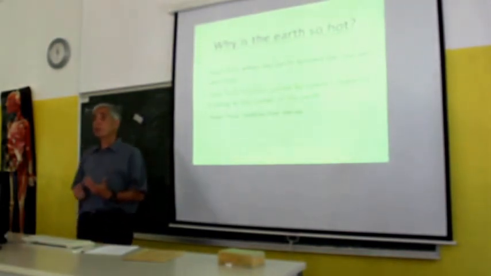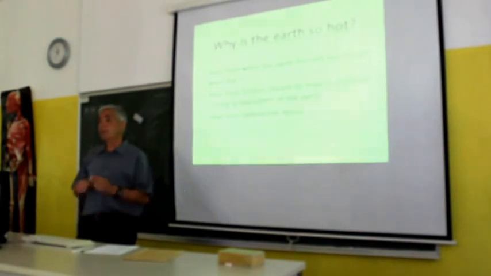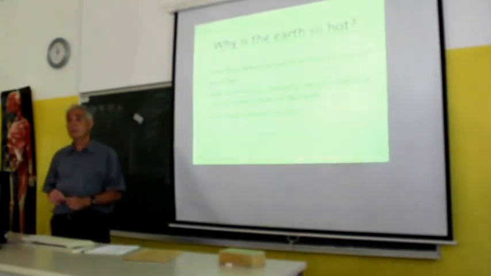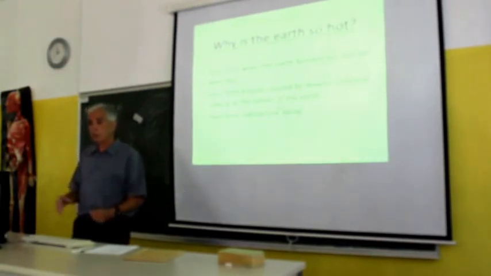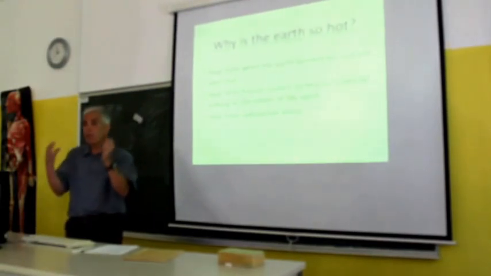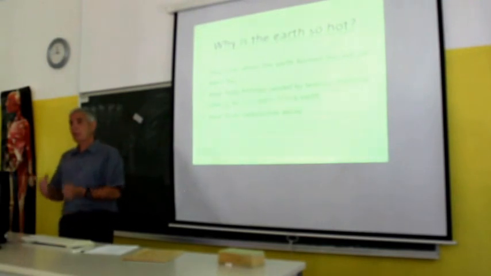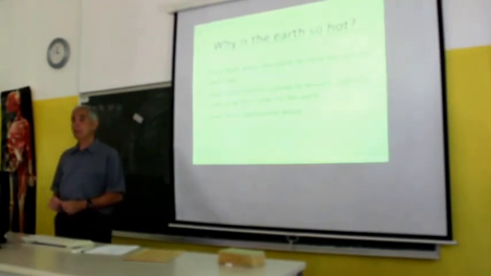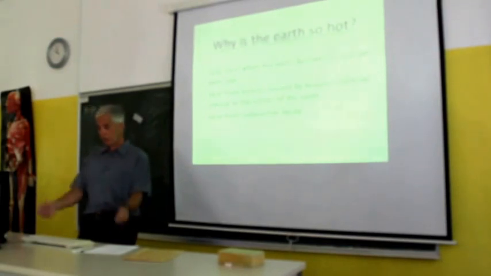So why is the earth so hot? Because the heat from when the earth was formed has not really disappeared yet. It's still there. And all this heavy material is going down, and there's friction. And that's making heat. And then there's a lot of radioactive material down there too.